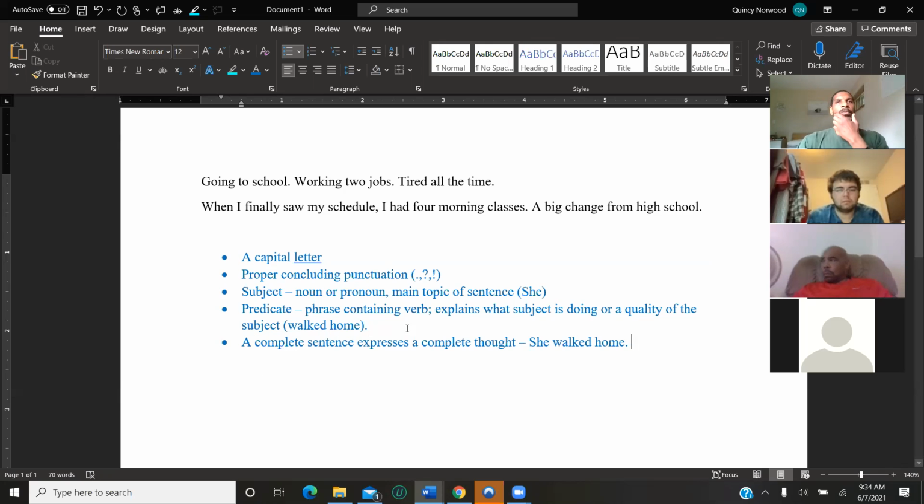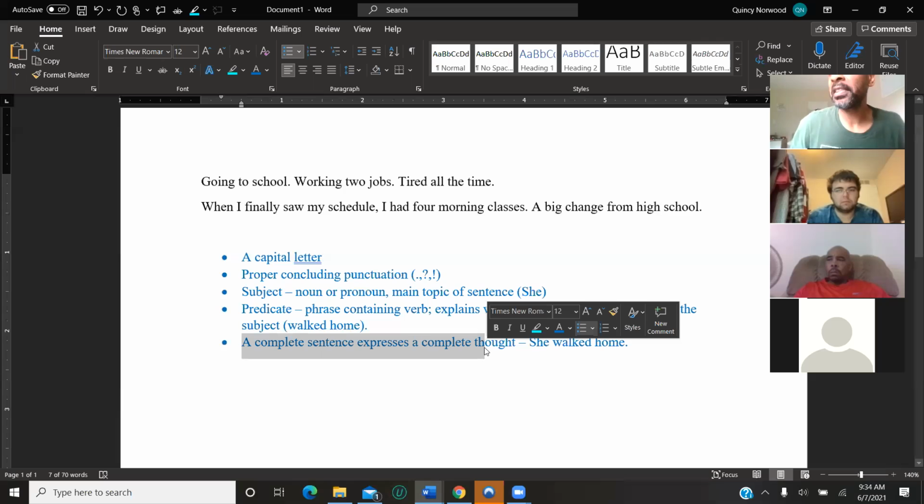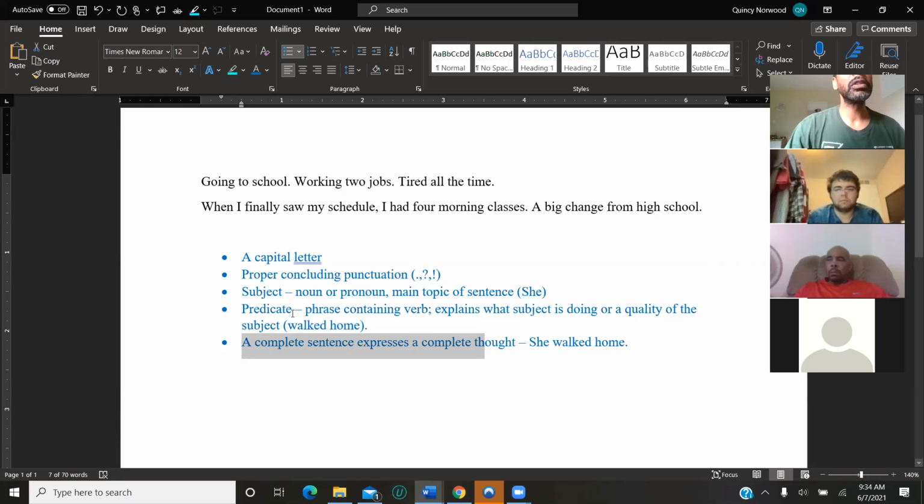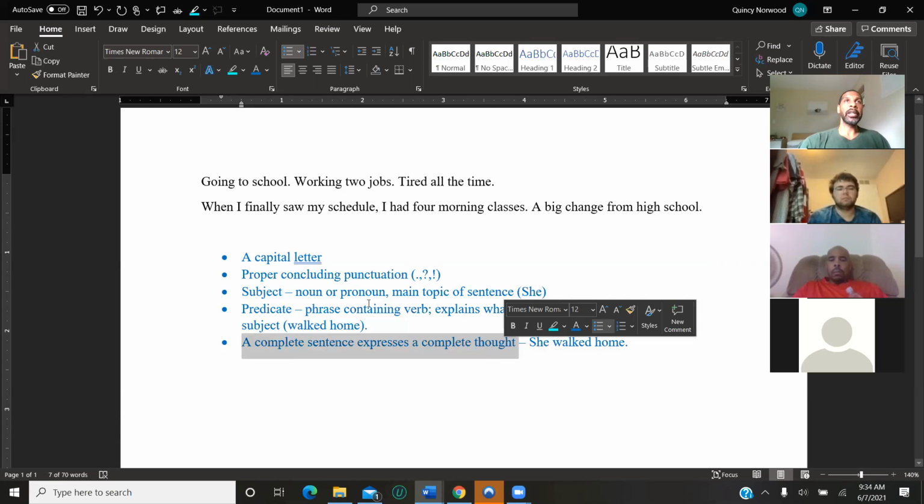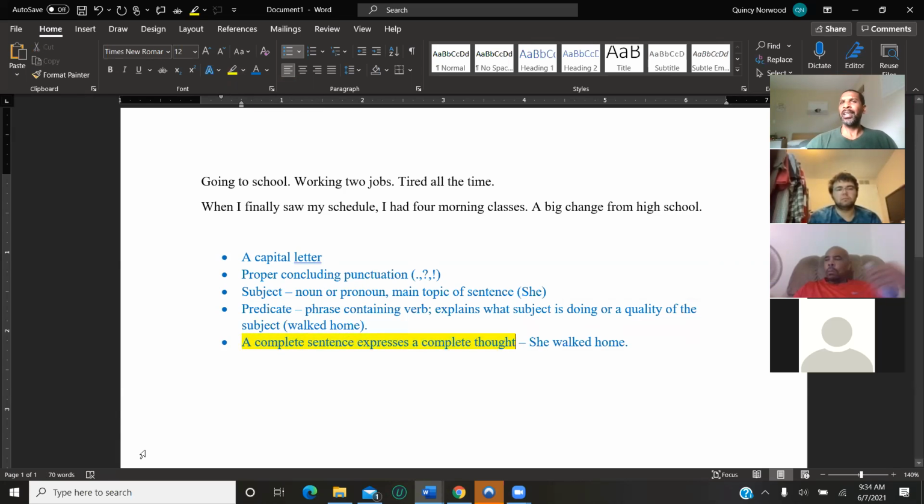Okay, so one of the main ways to check to see if a sentence is complete. Of course, you can check for a subject and a predicate, but sometimes you can have a subject and a predicate and the sentence will still be a fragment. So one of the most foolproof ways to check the completeness of a sentence, check to see if it expresses a complete thought. Meaning, can it stand by itself and make sense? Can you take it out of the paragraph where there are other sentences surrounding it, and can it make sense by itself?